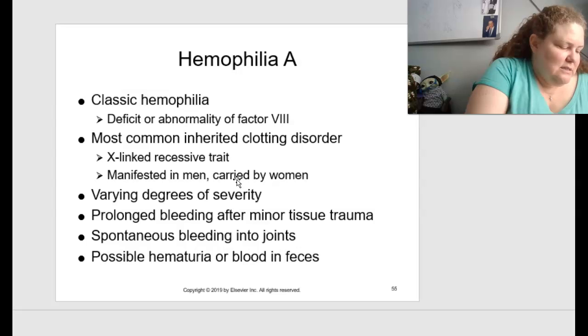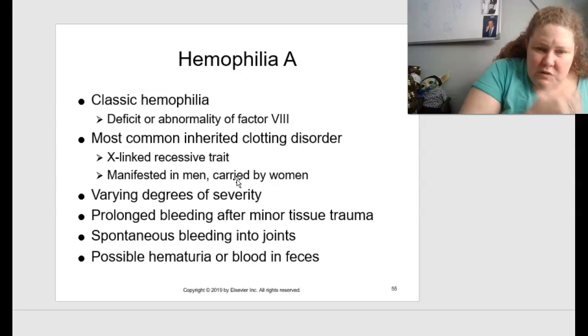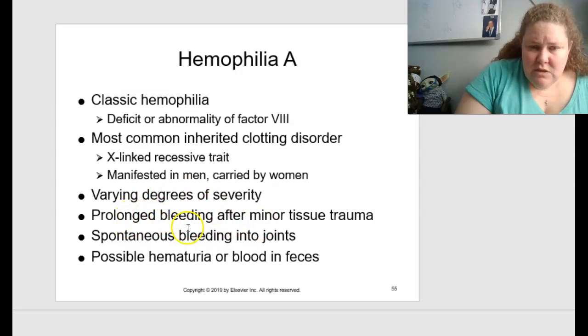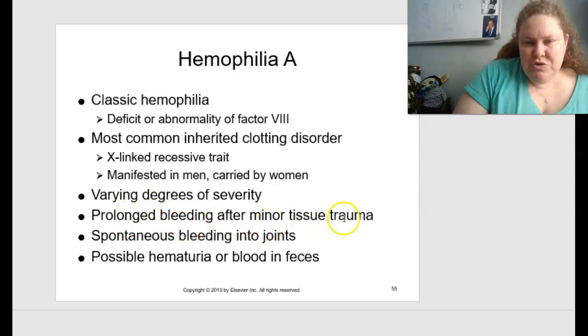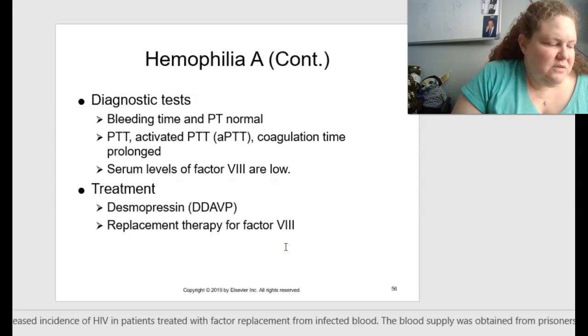The defect causing hemophilia A is transmitted by an X-linked recessive trait, and therefore it's manifested in men, but it's carried by women who are asymptomatic. With improved treatment and longer lifespan for men, this pattern could change. An affected man and carrier woman could produce an affected female offspring. All right. So basically, you can have varied degrees of severity, prolonged bleeding that is going to persist after minor tissue trauma, spontaneous bleeding into your joints, and then possible hematuria or blood in the feces.